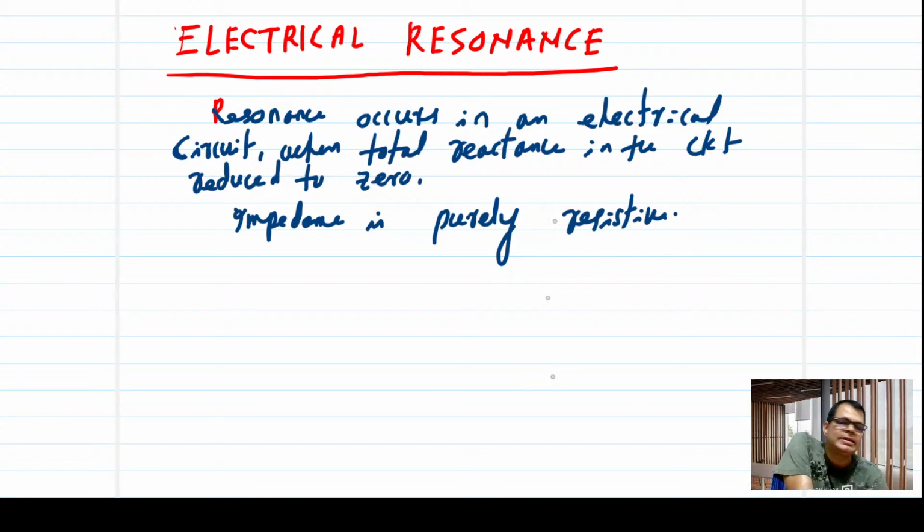Resonance is not limited to the electrical circuit. You can find resonance in the mechanical circuit also. So designers always strive to avoid resonance in a given system. You know, from the basics of control theory, when you reach the resonating condition, the system response will be oscillatory, even diverging oscillation.